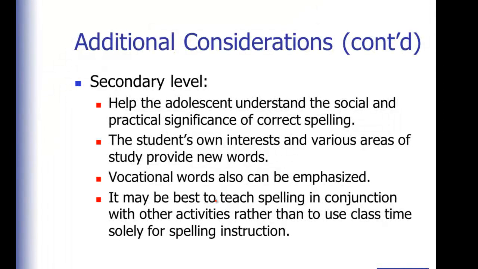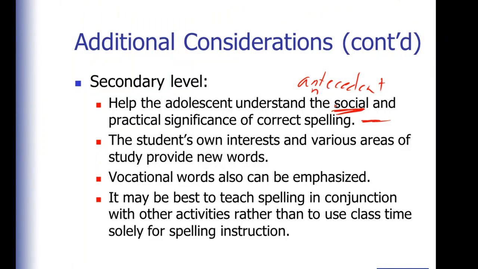Some additional considerations at the secondary level: help the adolescent understand the social and practical significance of correct spelling. And yeah, again, you want to get them in writing. It has no significance if they're not writing. None. And we talk about social. The social part of it is you're writing publicly. Like the other day in one of my classes, I tried to write the word antecedent on the board, and for some reason I stuck 2 N's in there. And I didn't even catch it till the end of the class period, but it created some social pressure. But for kids with learning disabilities, that doesn't matter.